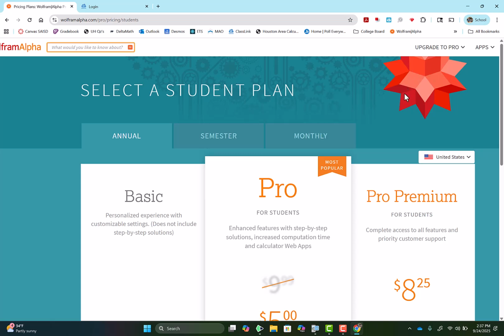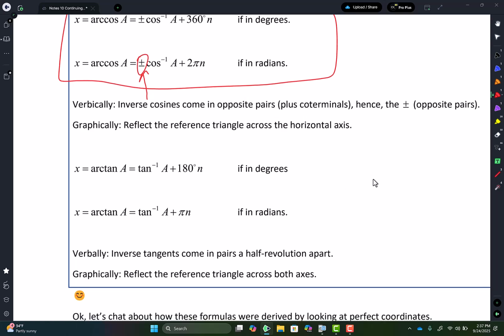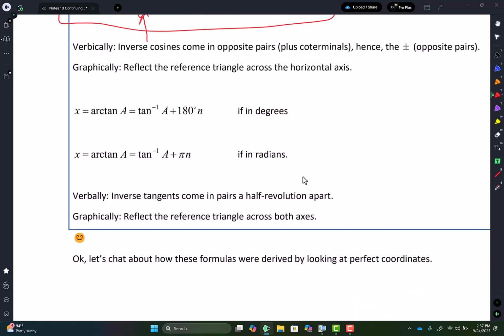Just say, hey, I heard that you guys have free Wolfram Alpha subscriptions. And they'll say, oh yeah, here you go. And they'll give you a code. If you're a university student, you get a whole bunch of discounts all the time for everything. You get Amazon, I think, free or discounted. You get Spotify at a discount. Anyways, I'll stop. So why does arctan just have one formula?